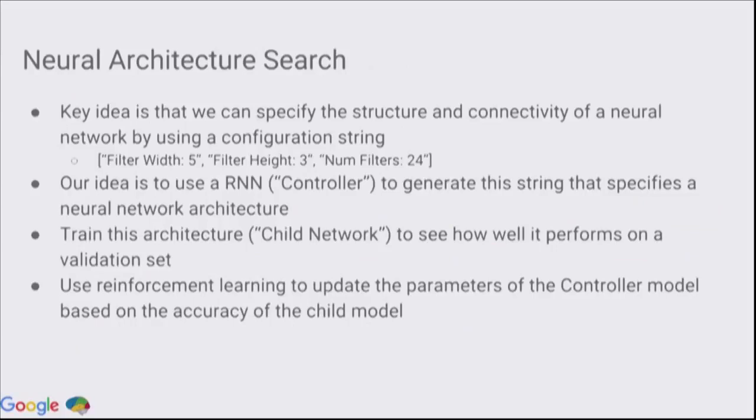We just recently started using more automated methods to design neural architectures. The key observation is that even though neural architectures can be complex, they can be thought of as programs or configuration strings. Let's suppose I have this configuration string: filter width of 5, filter height of 3, and number of filters of 24. I can reconstruct one layer in the neural net. So the idea is to use an RNN to write down this configuration string. Then you need a parser to parse that configuration string to construct a neural network. Then you take that neural network and train it to the end, and validate it on a validation set. Then you get a reward signal, and you use the reward signal as feedback into the controller so that the controller can improve over time.